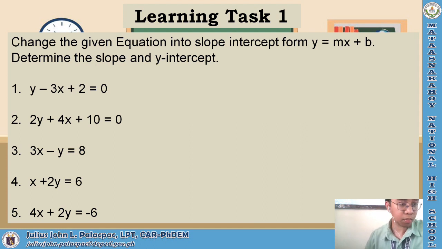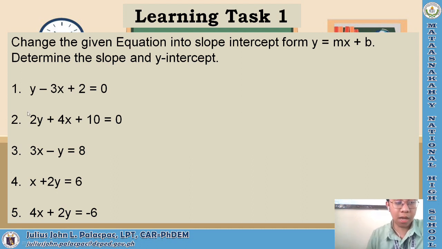Number 2. We have 2y plus 4x plus 10 equals 0. So we will eliminate what? 4x and 10. So we have positive 4x, so we'll add both sides by negative 4x. Negative 4x plus 4x is 0. Positive 10, we will add both sides by negative 10. Correct. So we'll add negative 10 to positive 10 to make it 0. So we'll eliminate 4x and 10 on the left side. And on the right side, we will have negative 4x minus 10.